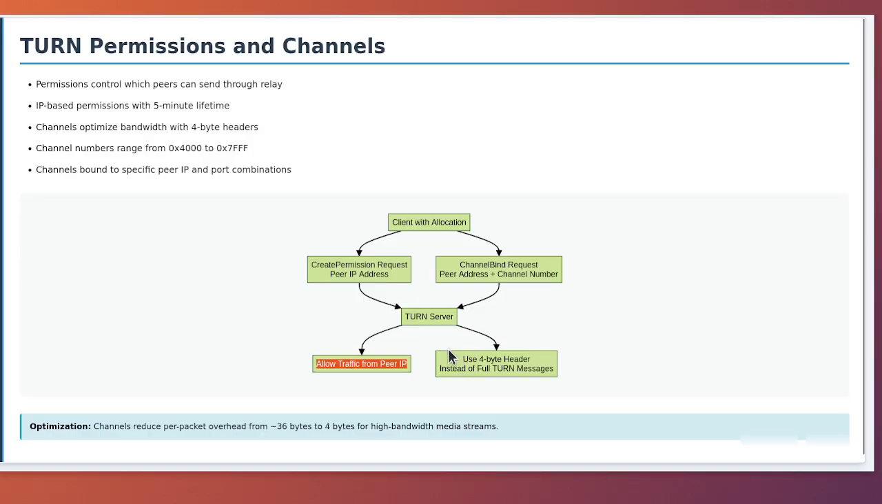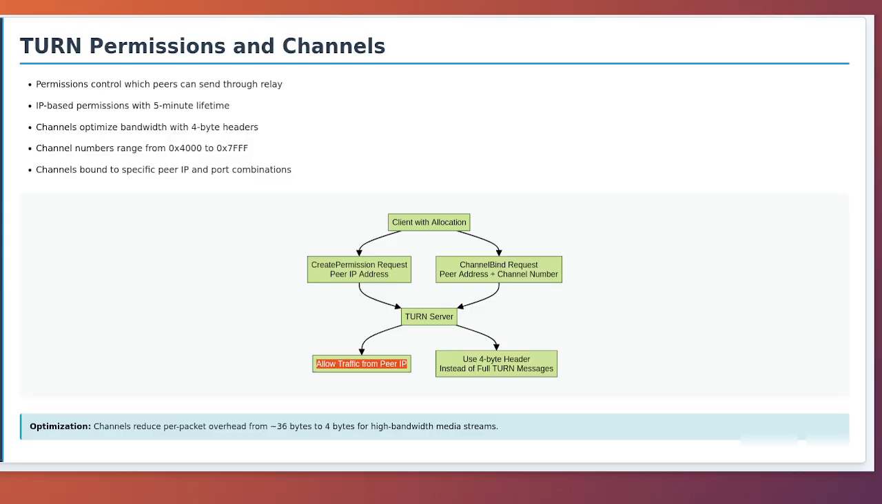Permissions have a lifetime, typically 5 minutes, and must be refreshed periodically to remain valid. This timeout serves as a security measure, ensuring that permissions do not remain active indefinitely for peers that are no longer communicating. If a permission expires and data arrives from that peer's IP address, the TURN server silently drops the data rather than relaying it. The client is responsible for maintaining permissions for all active peers by sending periodic create permission requests to refresh them before expiration.